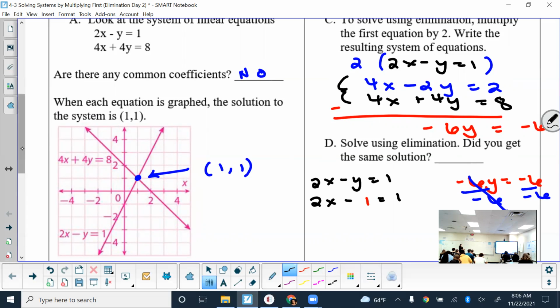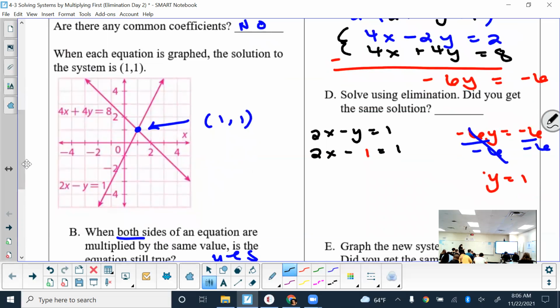And then how do you get x by itself? Good, add 1 to both sides. I have 2x equals 2. How do you get x by itself? Good. And x equals what? X equals 1. Put that together in coordinate form.